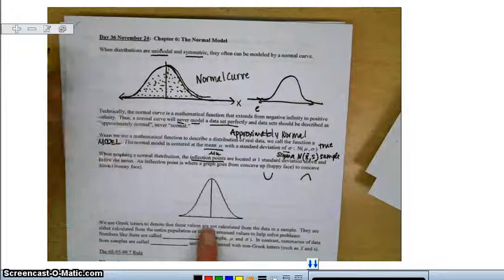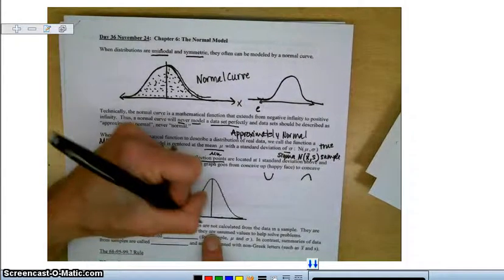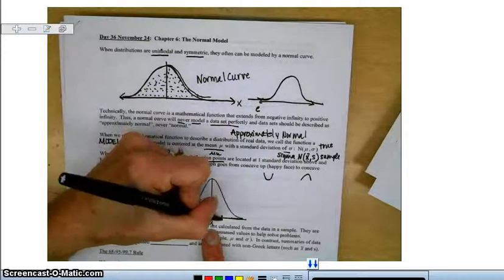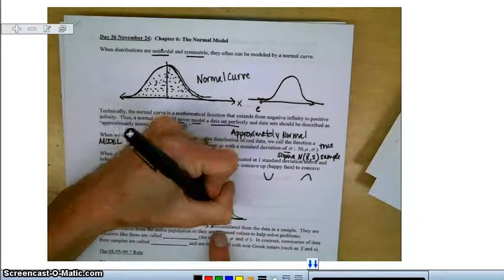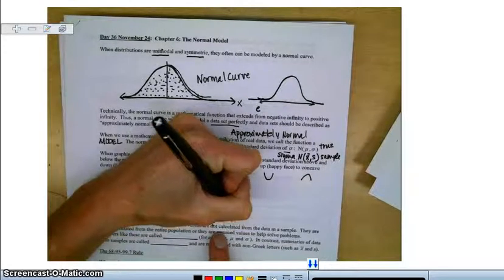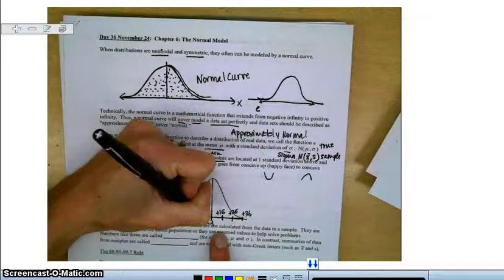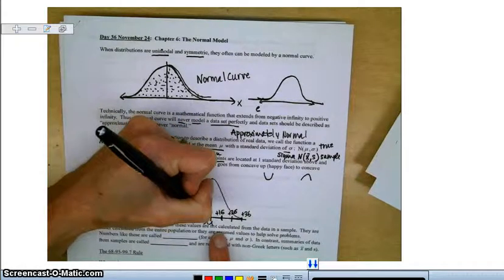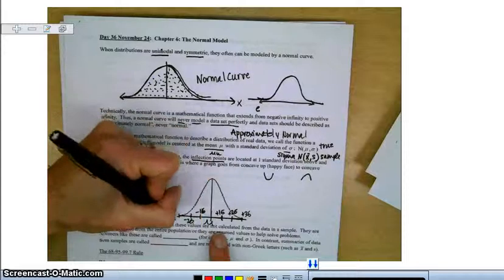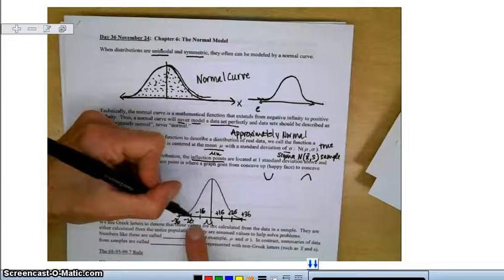So basically, here's your x-axis. Always in the middle is the mean, that's mu, right in the middle. The first mark above is +1 standard deviation, 1 sigma. The second mark is +2 sigma, and the third mark is the third standard deviation. And if you go the other way, it's 1 standard deviation below, 2 standard deviations below the mean, and 3 standard deviations below the mean. So these marks represent standard deviations from the mean.